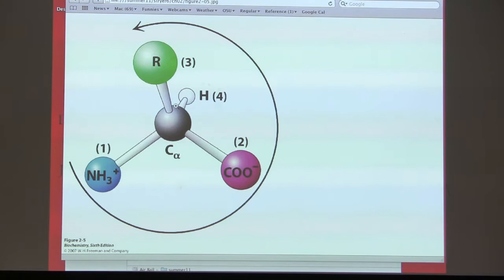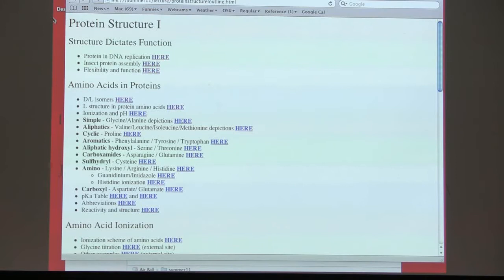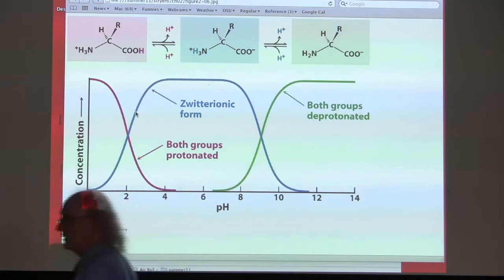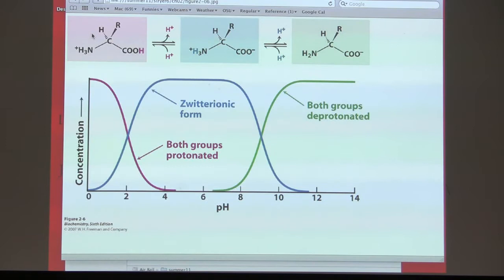Okay, so when we look at amino acid ionization, come on, there we go. Okay, here's that same amino acid. We see that it exists in three different forms. The first form that we see up here in pink has all of the protons on. Notice that when a carboxyl group has a proton on, and yes, you should make note of this, it has a charge of zero. When an amine group has a proton on, it has a charge of plus one.